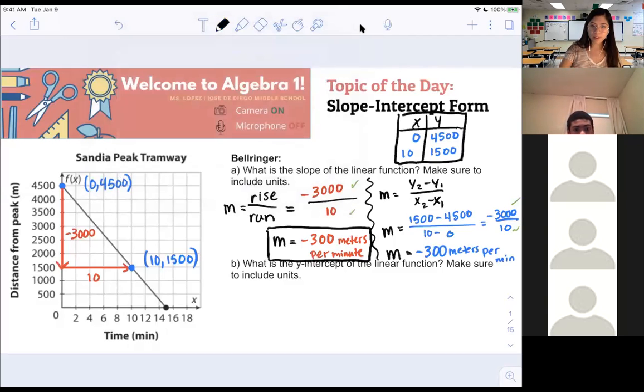Remember that with your table, the first point would be x1 and y1. And then the second point would be x2 and y2, simply because the top point is number 1 and the bottom point is number 2. So what you did for the top is like 4,500. That's y1. Yeah, exactly.